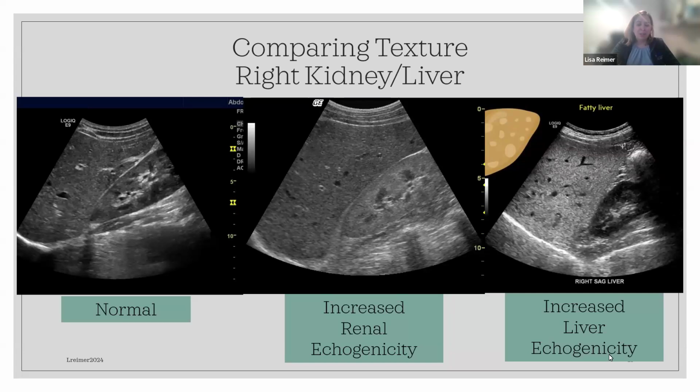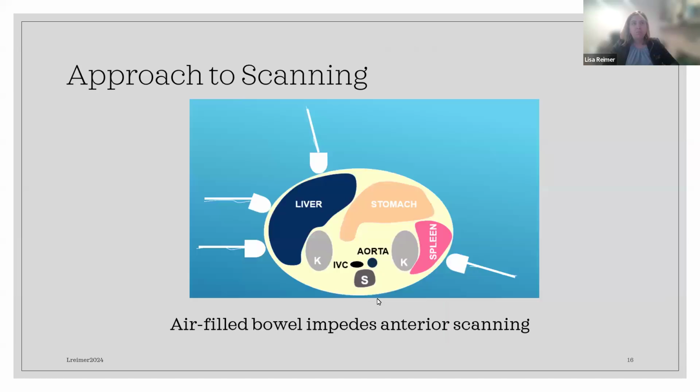The one we see most frequently is the one on the right, where the kidney looks much darker or hypoechoic compared to the liver tissue. What's happening in the picture on the right is not a kidney problem, it's a liver problem. And so that is the appearance of a fatty liver or steatosis. So it's important to be mindful of the comparative textures.